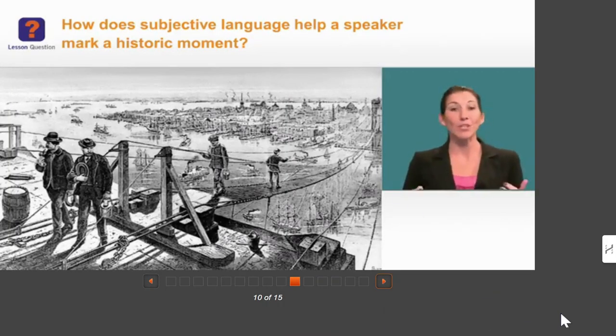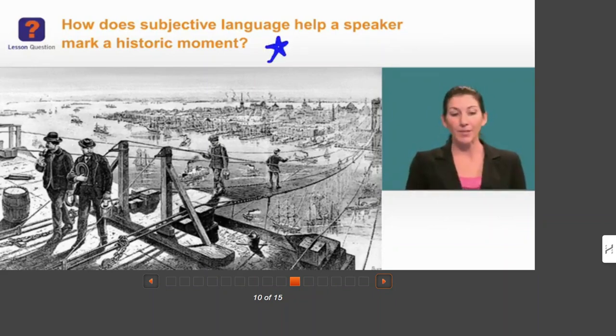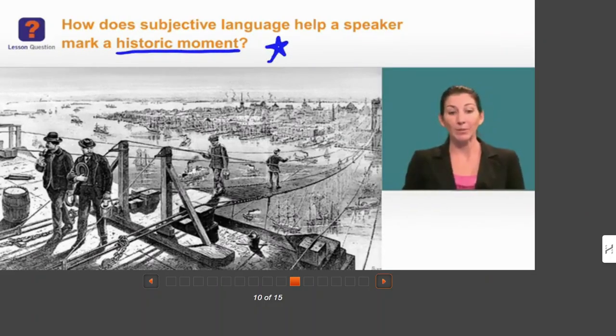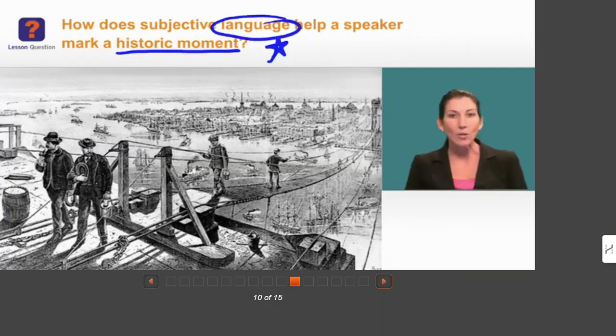Let's take a moment to revisit our lesson question. How does subjective language help a speaker mark a historic moment? Now, we've spent a lot of time speaking about how the building of the Brooklyn Bridge was a historic moment worth talking about in a speech. We've also talked about things you can expect when you're listening to a speech, as well as different purposes for speeches. So now we're going to be looking more specifically at the language that people will use when giving a speech.